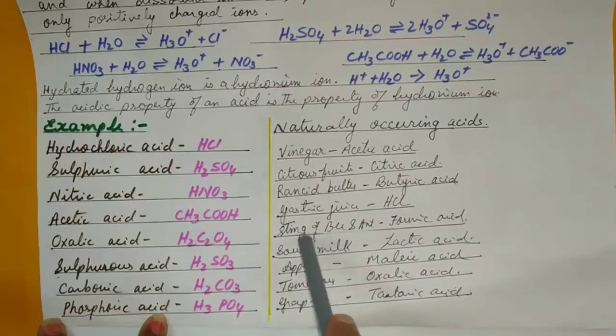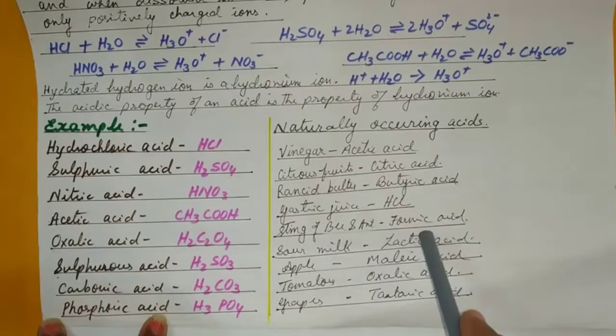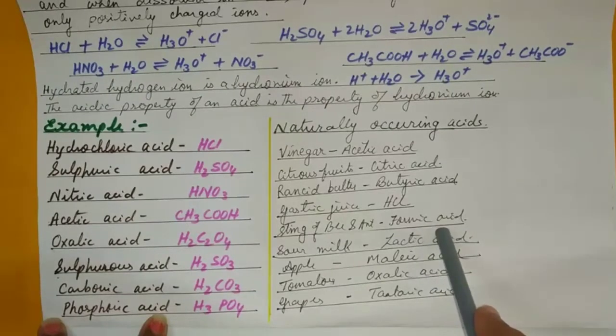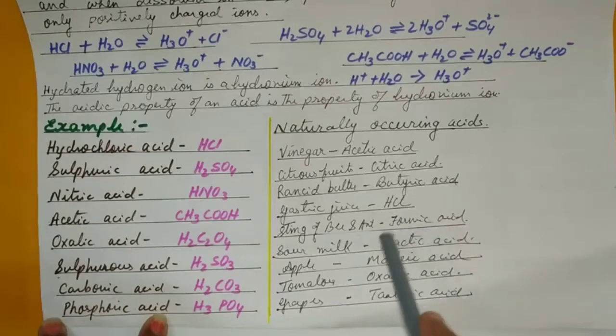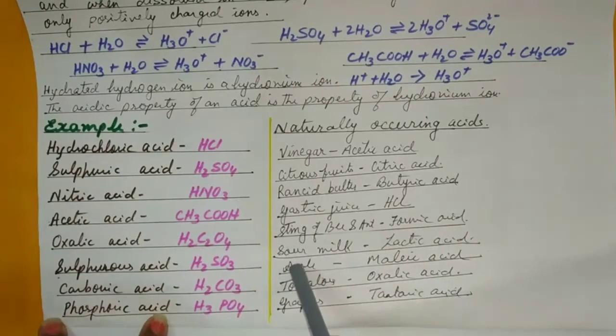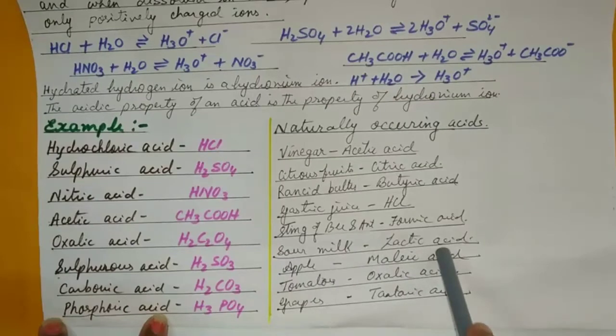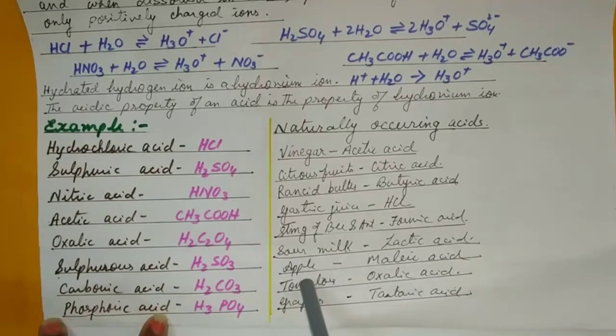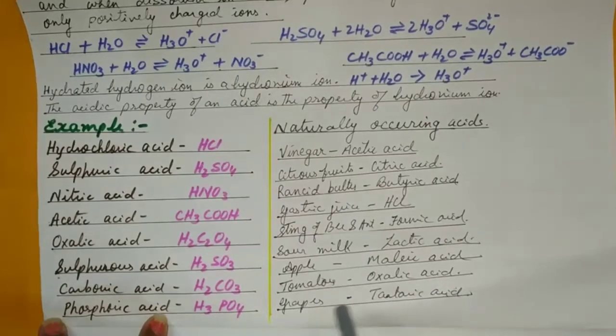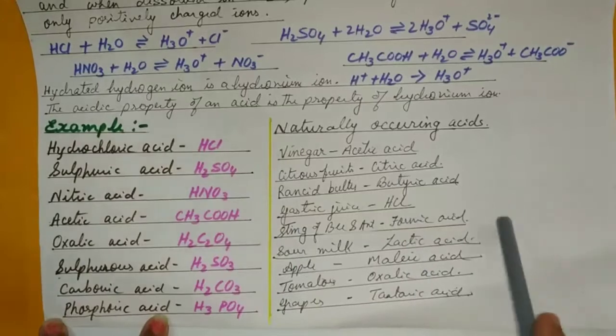The sting of a bee and ant has got formic acid, which gives a very burning sensation when they sting. Sour milk, lactic acid, I'm sure everybody knows this. Apple, malic acid. Tomato, oxalic acid. Grapes, tartaric acid. So these are some of the names, and there may be many more in your text.